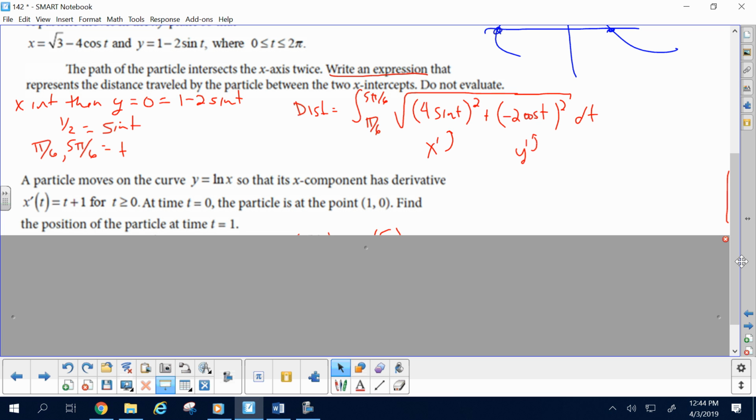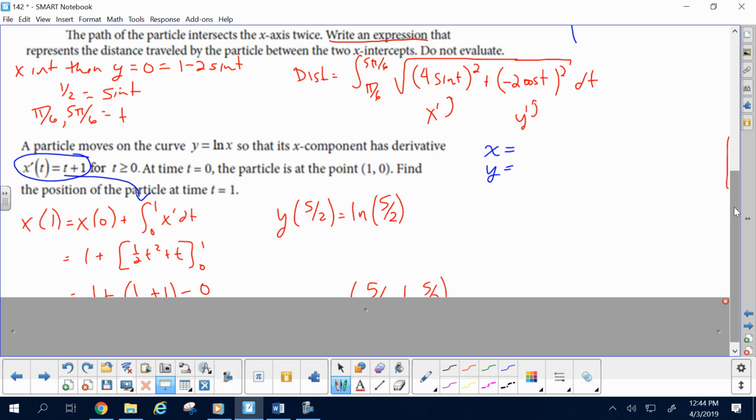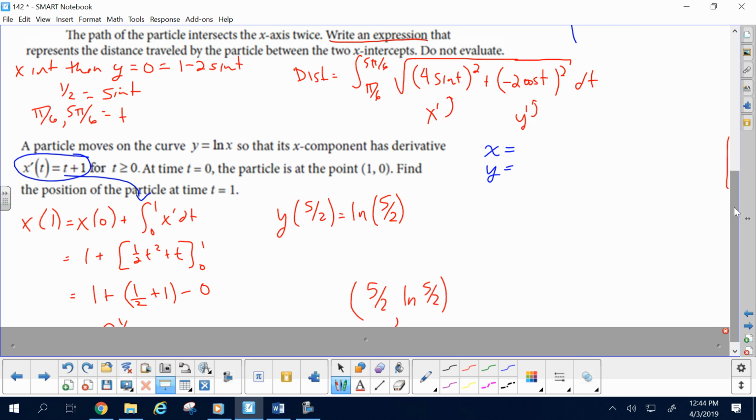Okay, find the position at time 1. So to find the position at time 1, what will we need? X and y, yeah? Now, how are we going to do that? How are we going to find x? Let's start there. You should probably start by finding an x equation by integrating or using the fundamental theorem. So I found x at 1 by using the initial plus the change, and then once you know x, you can use the equation to find y.